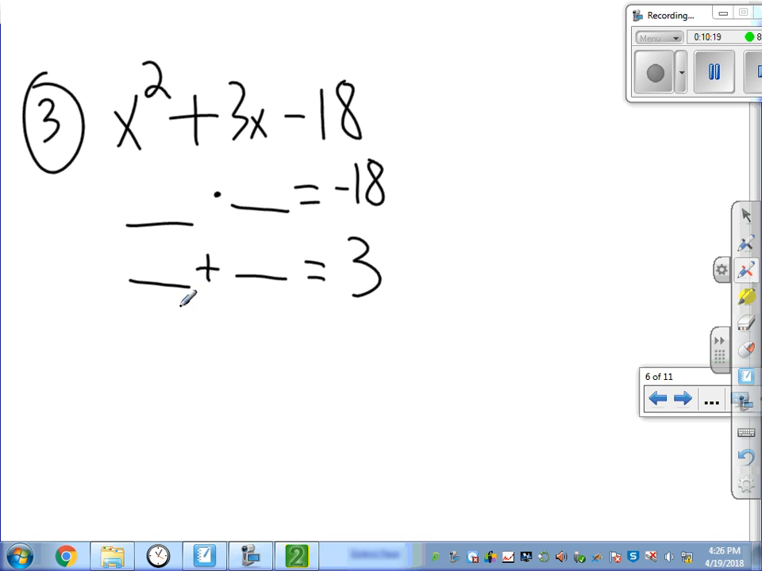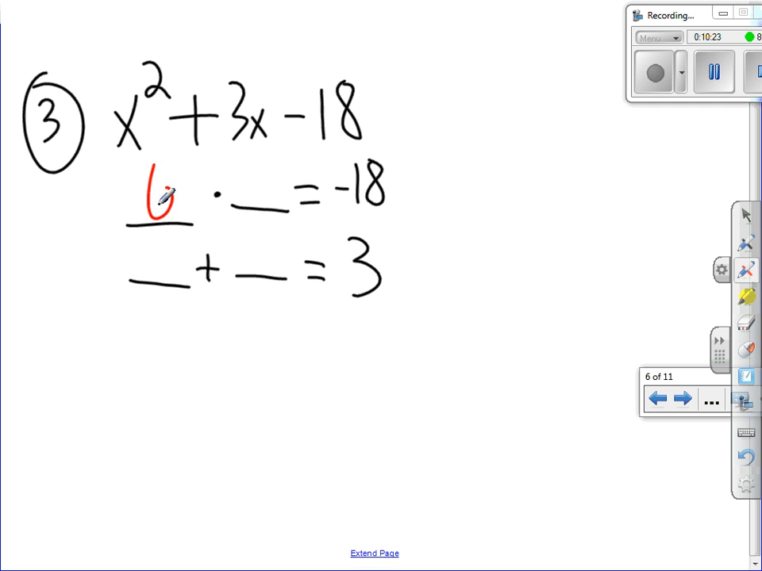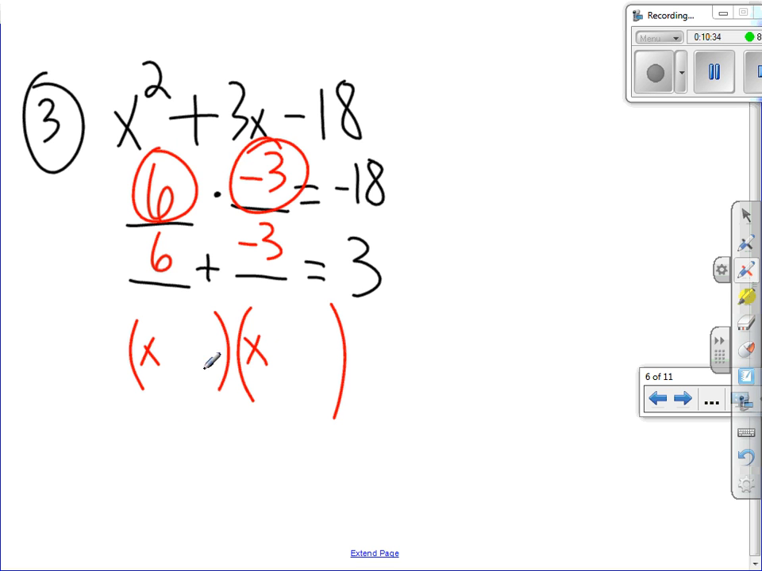What two numbers multiply to negative 18 but add to positive 3? 6 and negative 3, yes? X squared is going to break up as x and x. These two numbers are going to drop down. Positive 6, negative 3. Or you could do x minus 3 in the first parenthesis, x plus 6 in the second parenthesis. It's the same answer. The answer would be equivalent to what I have on the screen.